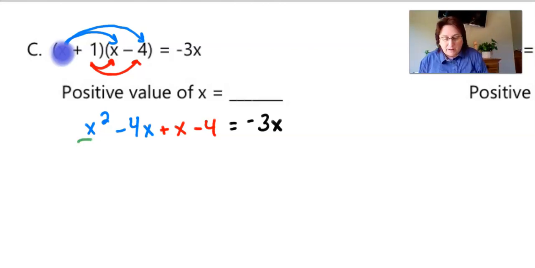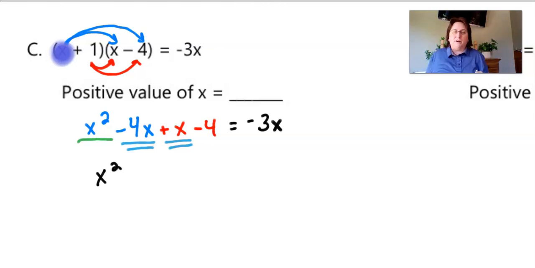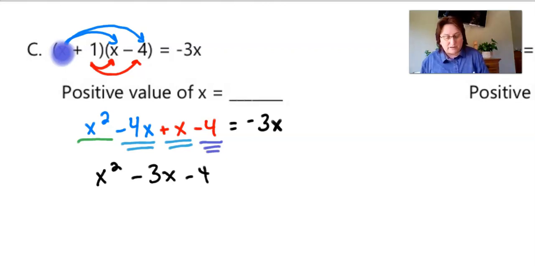Well, I only have one value that's x squared, so I don't need to do anything with that. I've got an x value right here and an x value right here. So I'm going to have x squared all by itself, -4x plus x, which gives me -3x. And the -4 is the only constant that I have, so that just stays like it is. Nothing on the right-hand side to combine.